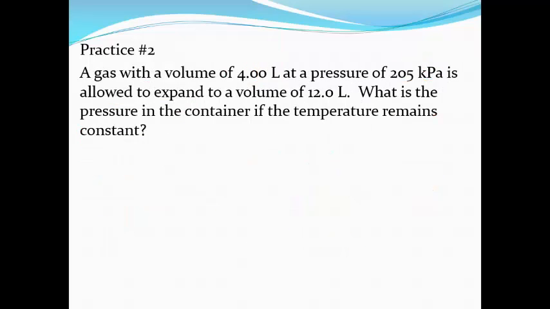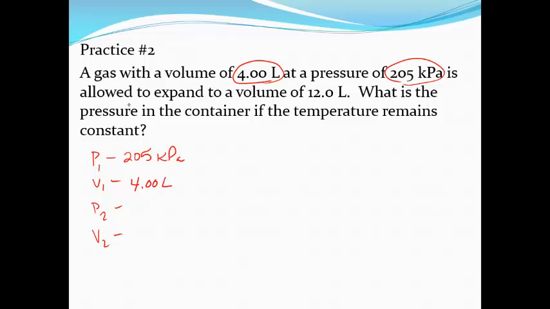Alright, let's start the next one, and then I'm going to have you finish calculating it. But we at least want to get it set up here. So we need to know our first pressure, our first volume, second pressure, second volume. And again, one of those is going to be unknown. So let's read through this and pick out our numbers and put them where they belong. A gas with a volume of 4.00 liters at a pressure of 205 kilopascals is allowed to expand to a volume of 12.0 liters. So originally 4.00 liters has a pressure of 205 kilopascals. So our original pressure is 205, and our original volume is 4.00 liters.